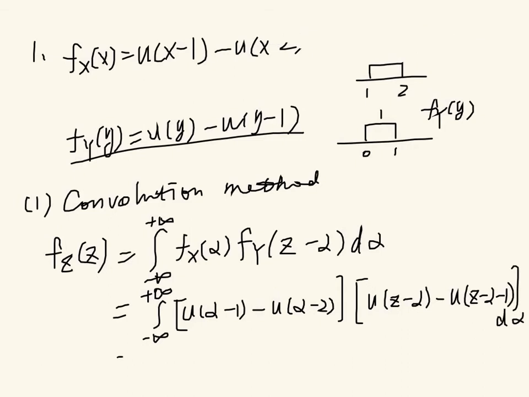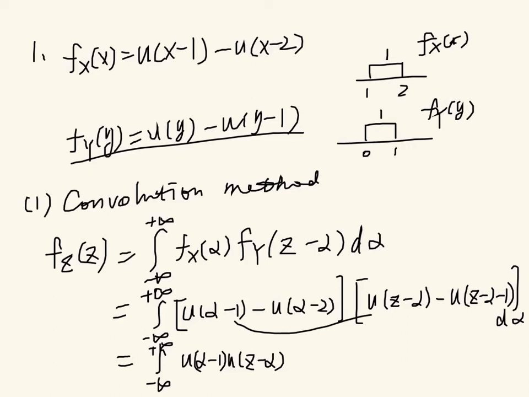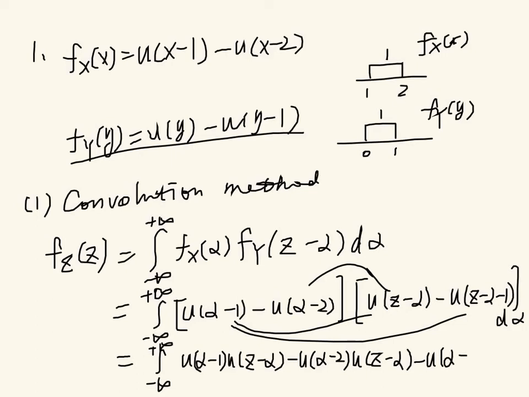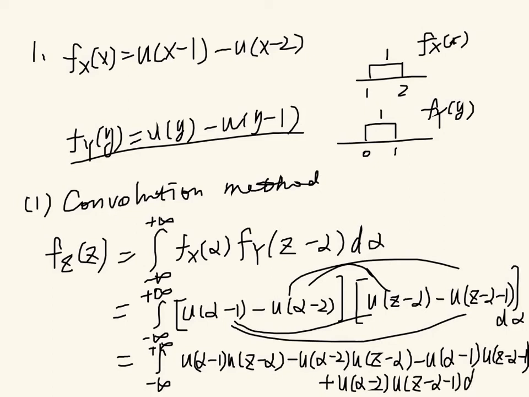So this is equal to the integration of u alpha minus 1 times u z minus alpha, these two terms, and minus u alpha minus 2 times u z minus alpha, these two terms, and minus u alpha minus 1 times u z minus alpha minus 1, these two terms, and plus u alpha minus 2 times u z minus alpha minus 1 d alpha.